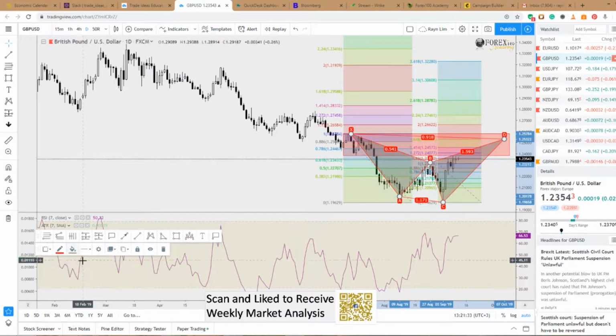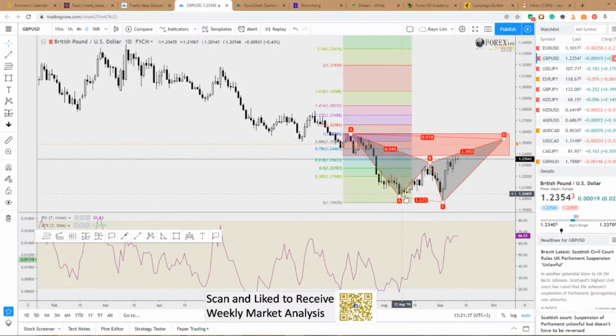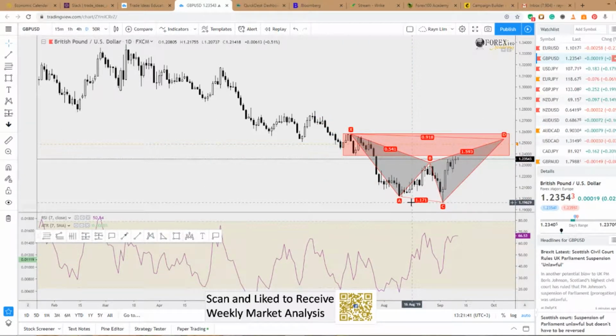So yep, we have a shark pattern over here, and of course there are other filters. I just use my eyes to qualify it. Okay, so shark within the sell zone, definitely a waiting opportunity for me. I'm going to wait for it to sell up.